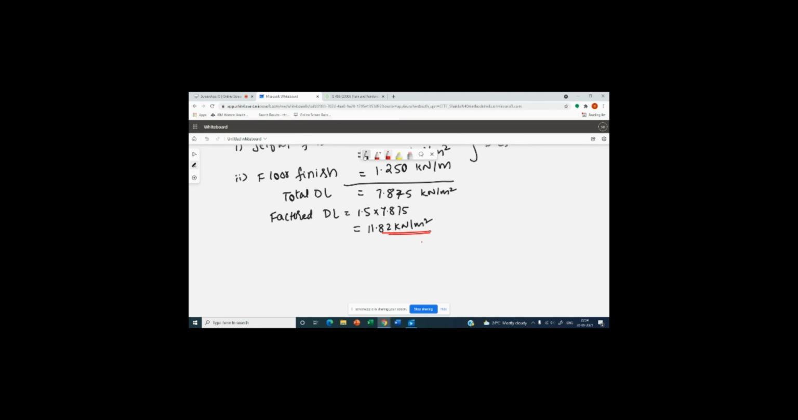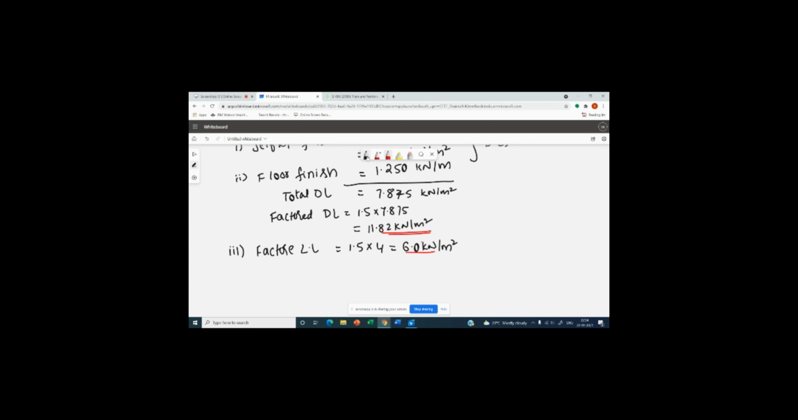Fine. Now, same way, we will calculate the factored live load. So, live load is given in the question. Factored live load is 1.5 times 4, which is the live load. So, this is coming out to be 6 kilonewton per meter square. Factored live load is 6 kilonewton per meter square.